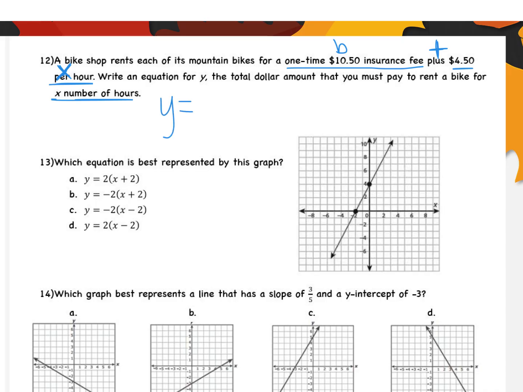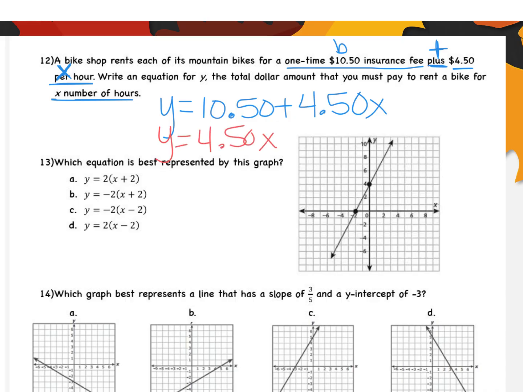Y equals, and you can just write it in the order you see it, or you can flip it around. If I'm reading this right, my B, I'm just going straight across 10.50, and then I had plus 4.50x. You can write it like that. If you wanted to flip it around and say 4.50x plus 10.50, that's fine too. Okay? Either way, but make sure you pay attention to your variables.